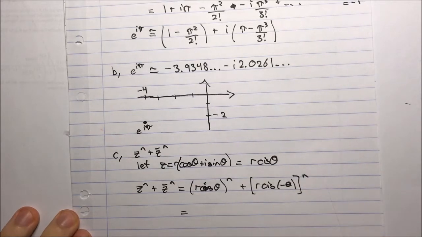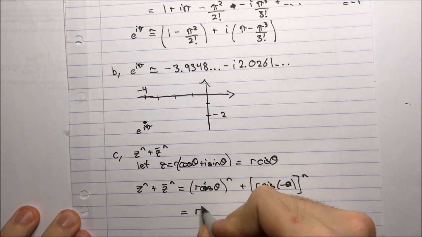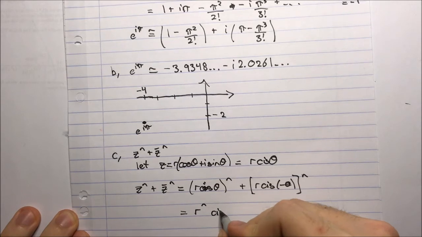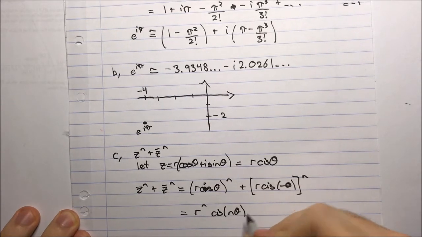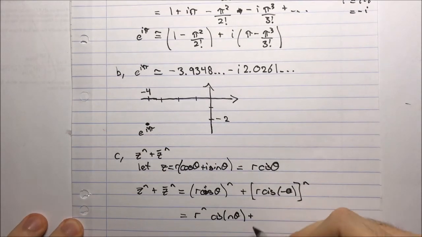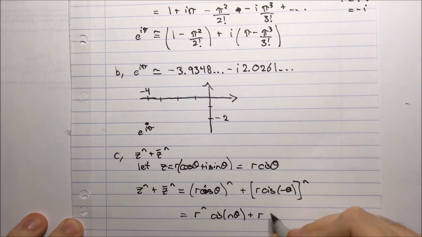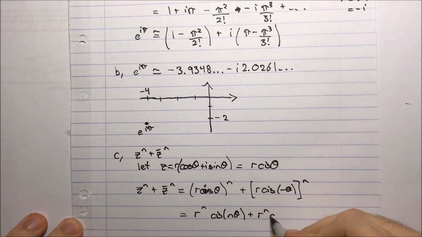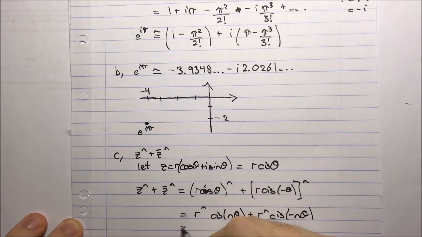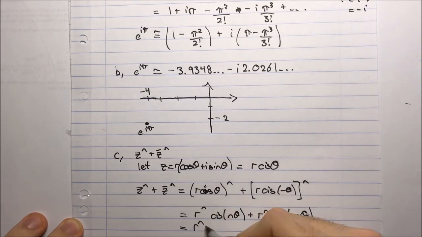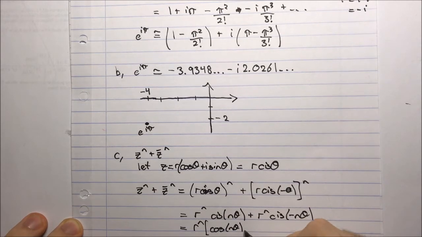So using de Moivre's theorem, r to the n cis n theta plus, what do we have, r to the n cis minus n theta. I can factor out r to the n, and now I can rewrite it as cos n theta plus i sine n theta.